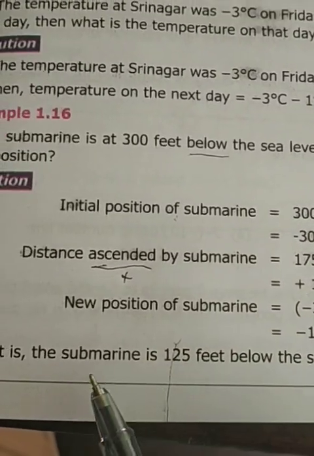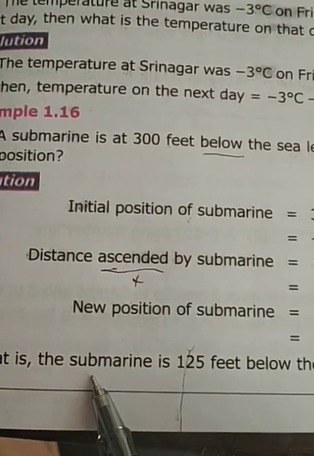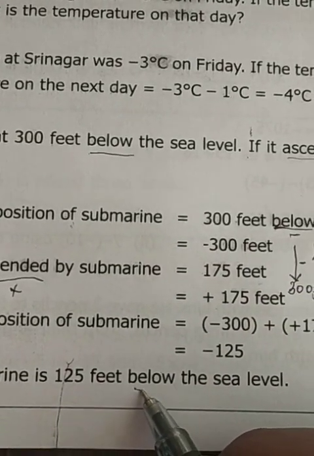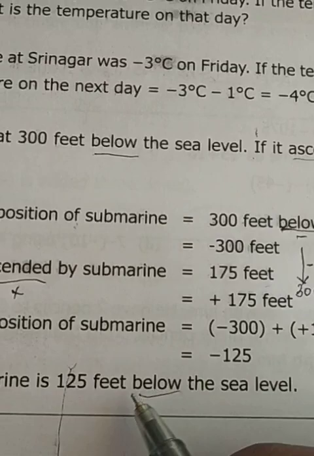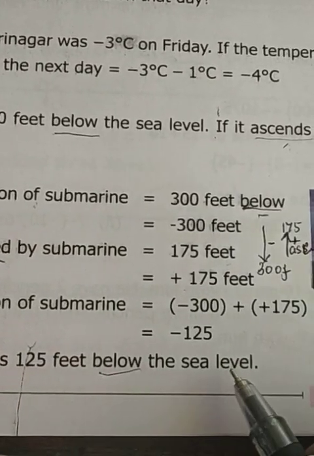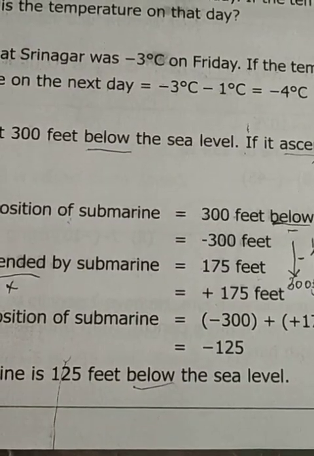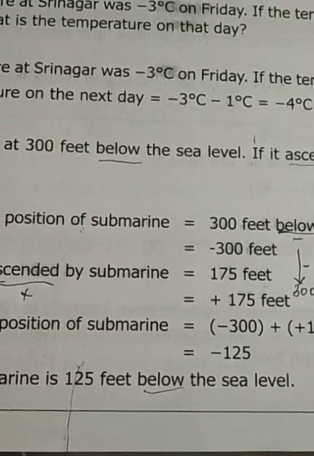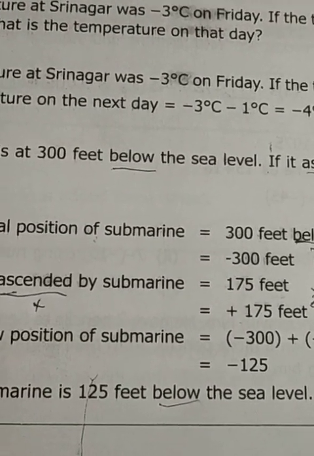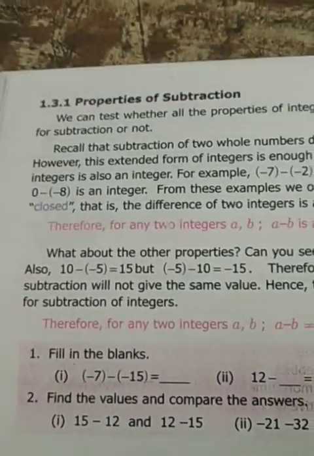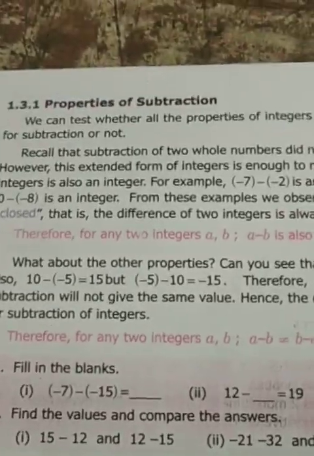So now the submarine is 125 feet below, because it is negative. 125 feet below the sea level. Okay. I think now you can do the statement problems in subtraction. Good. Then we have only two properties in subtraction.